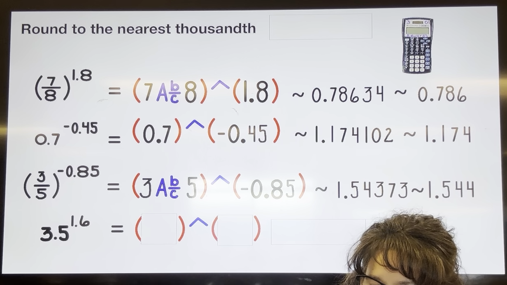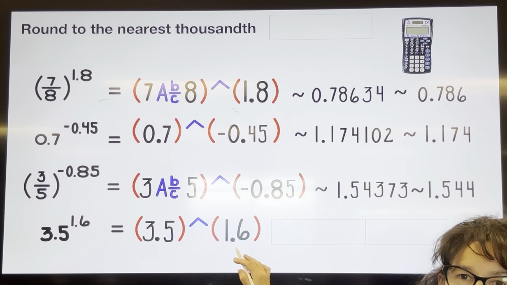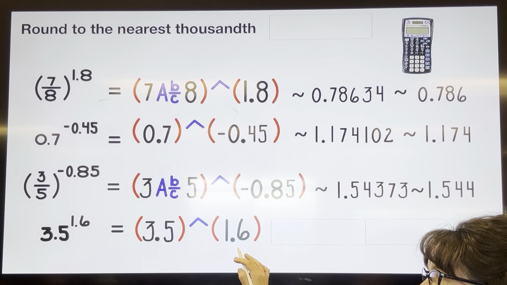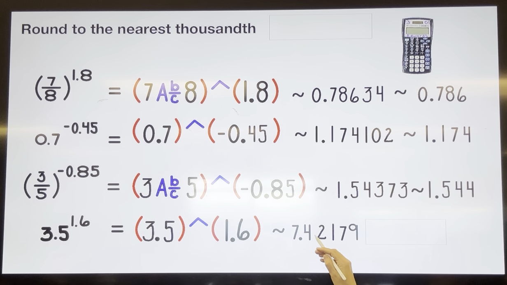Okay, last example, entering this one in your calculator. We're going to put the 3.5, the base, in parentheses. We're going to put the exponent in parentheses. Once I enter that, this is what I have. 1, 2, 3. The 7 is going to make the 1 go up. This number is a 5 or bigger, that goes up, so that's going to become a 2, and I have about 7.422.